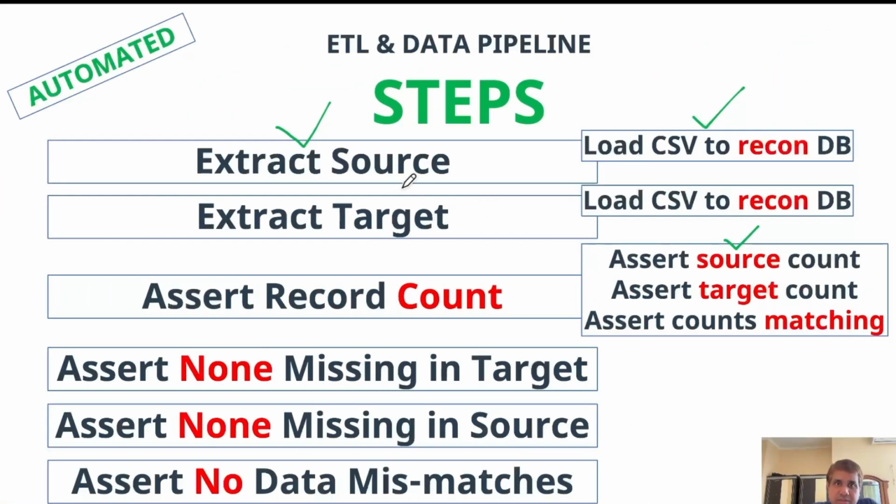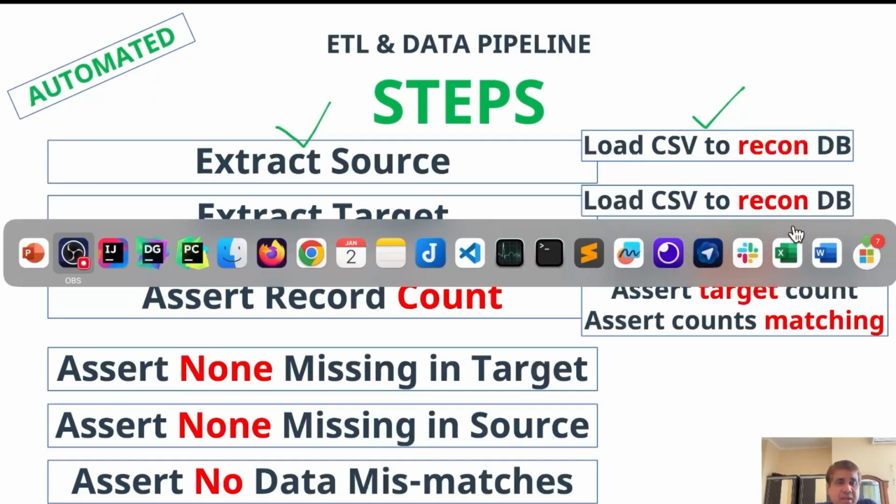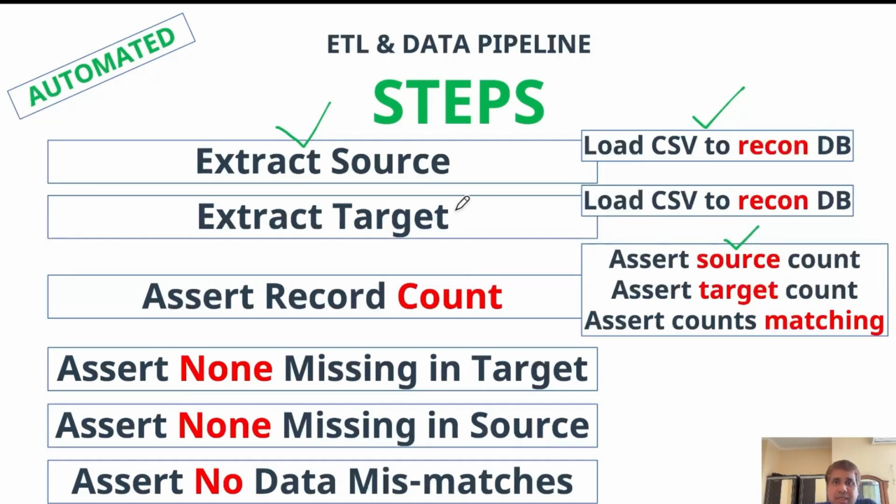So we are at this. In this video, we are trying to achieve this step, this step, this step, and this step. This one. I'll put a green tick only when we successfully run the things.